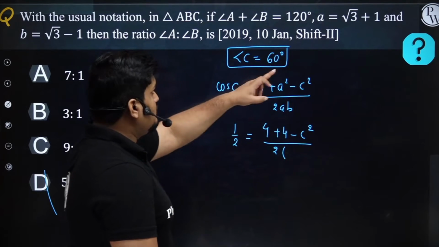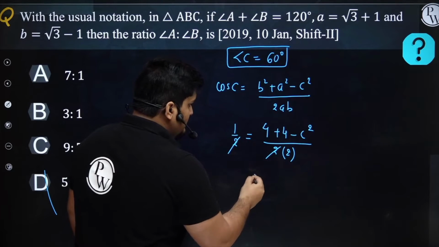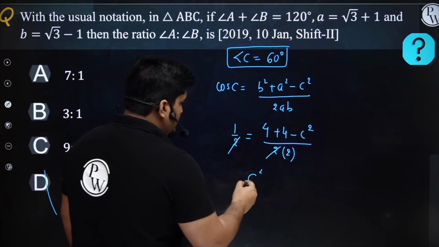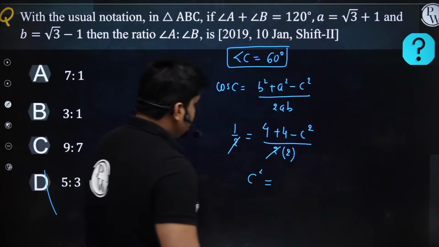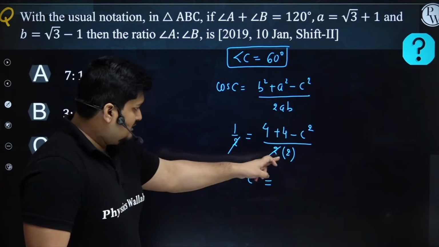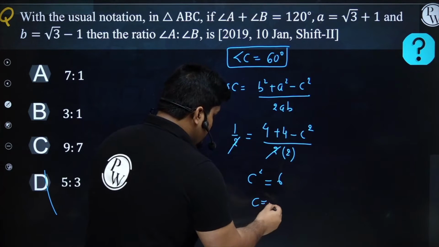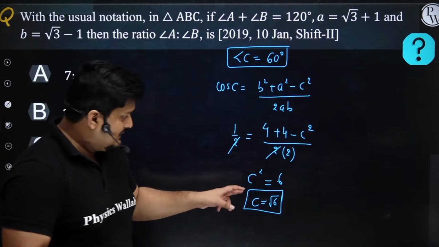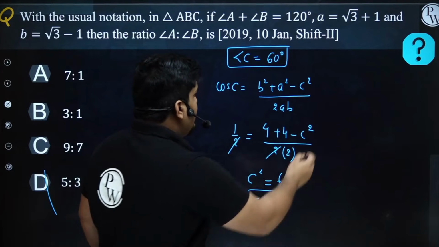Now what is a into b? Root 3 plus 1 times root 3 minus 1, it is 2. So this 2 also cancels out. So c square will be how much? 4 plus 4 is 8, minus 2, 6. So c is equal to root 6. So we got side c also, right? We have got side c also. So we have all the sides now.